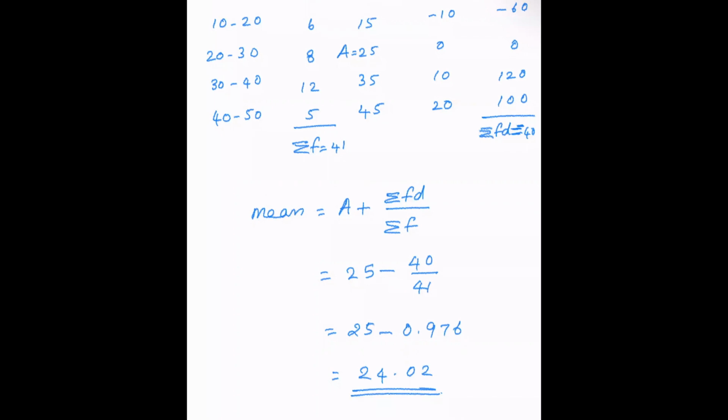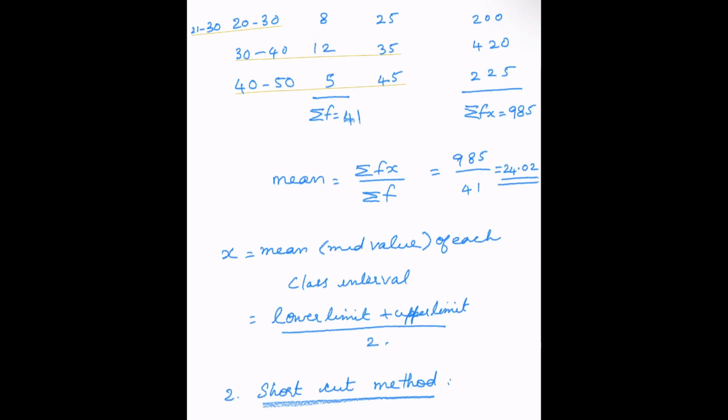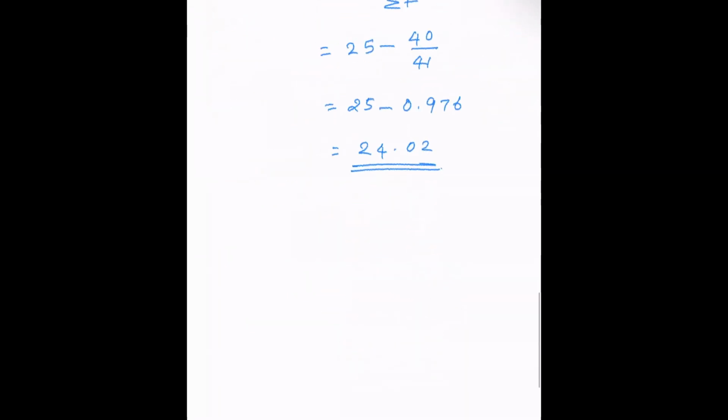Look at the arithmetic mean that you got using shortcut method and direct method. Are they same or different? So whichever method you follow, the arithmetic mean is going to be the same. It is not going to be different. Let's do the standard deviation method.